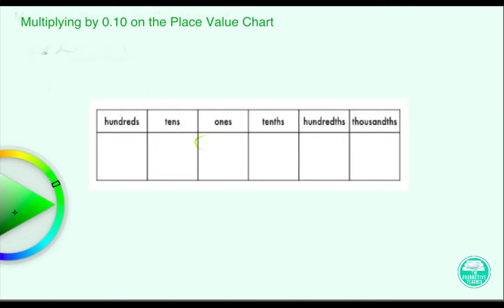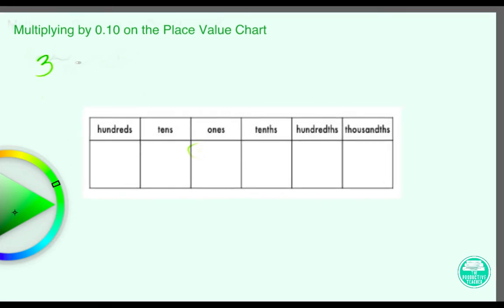Hi, today we're going to talk about multiplying by 1/10 on the place value chart. Let's start with an easy problem. 3 times 1/10. To solve this problem, I'm going to put my 3 ones on the place value chart.